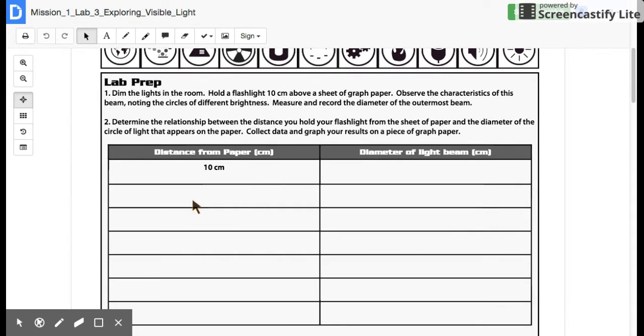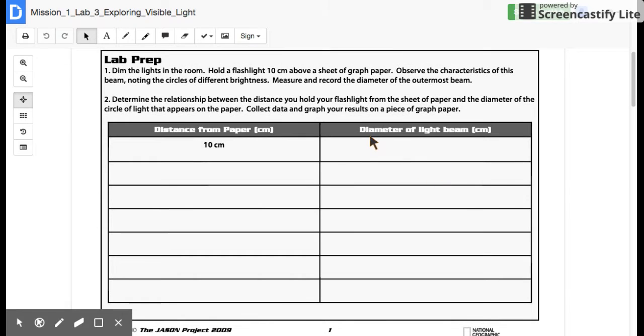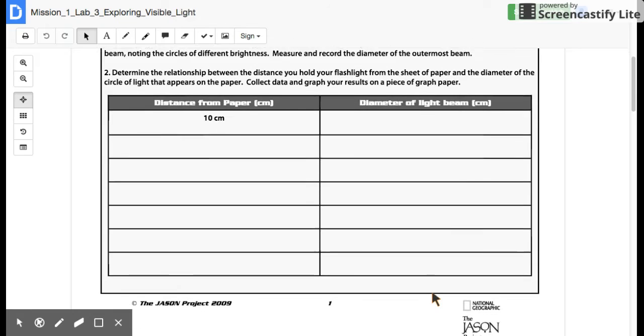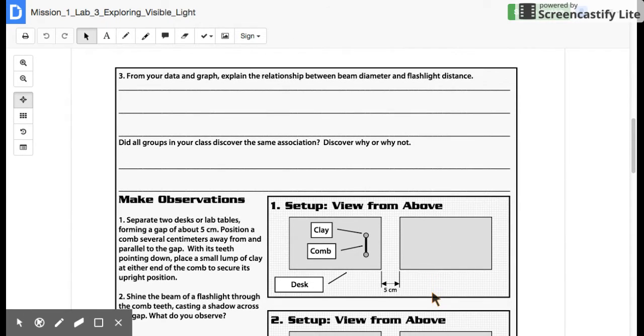You'll then move it to a distance of 10 centimeters, 20, 30, 40, 50, 60, all the way up to 70. And then you'll write the diameter of the light beam over here in your data area. Once you've collected that data, you're going to answer some questions about it.